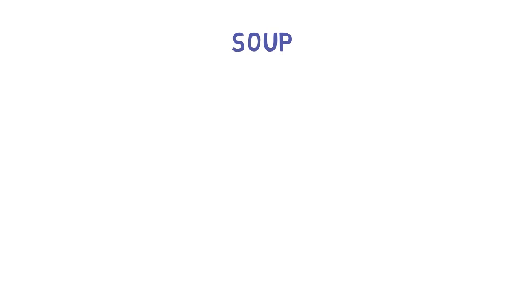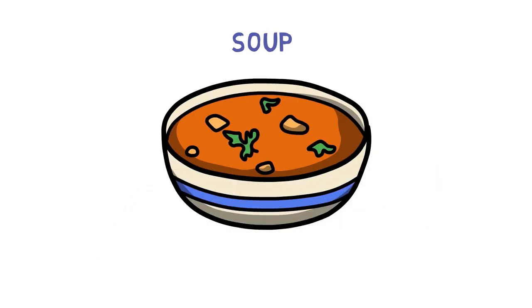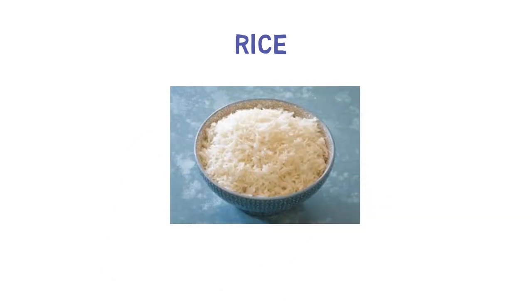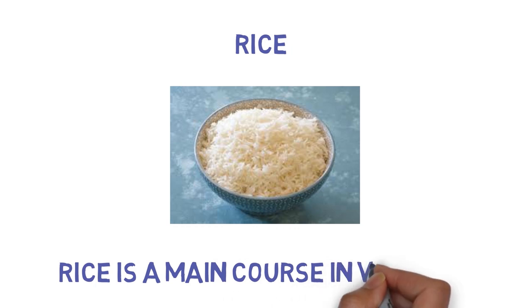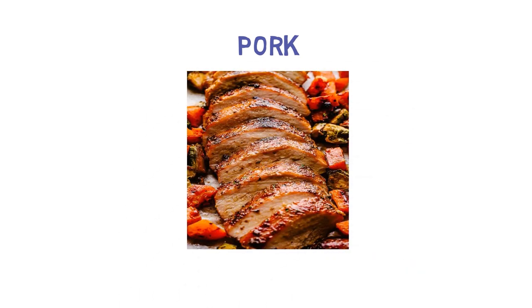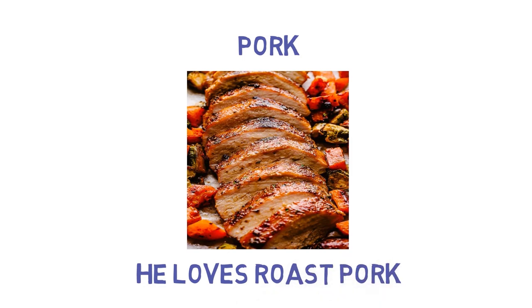Soup. Onion soup is delicious. Rice. Rice is a main course in Vietnam. Hamburger. My parents like hamburgers. Pork. He loves roast pork.